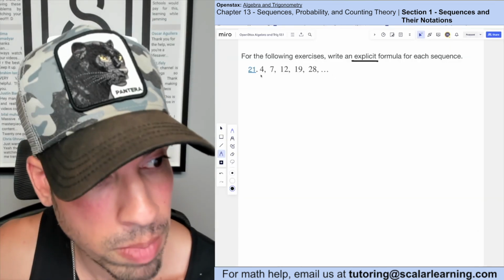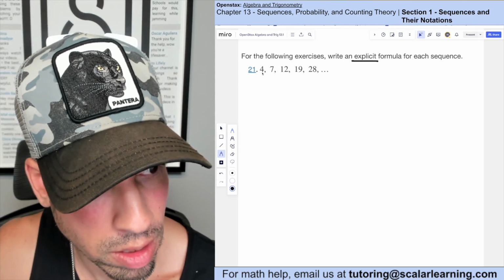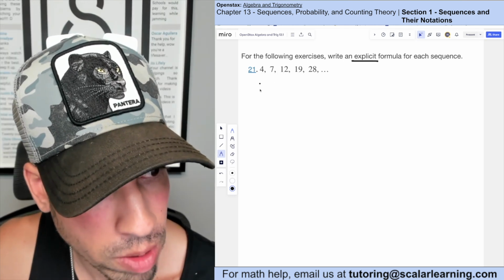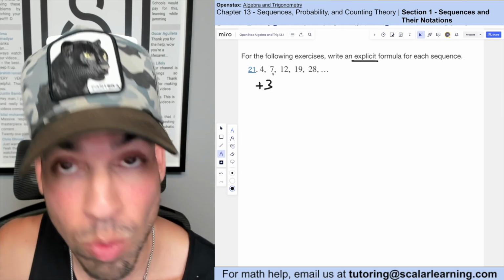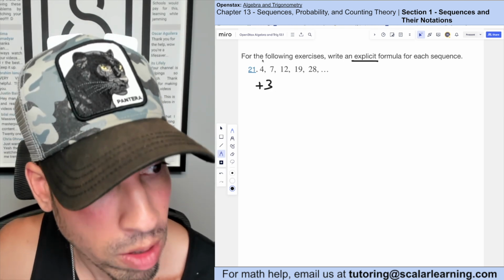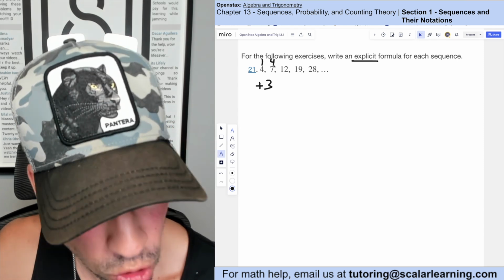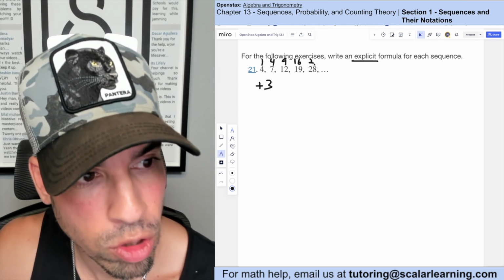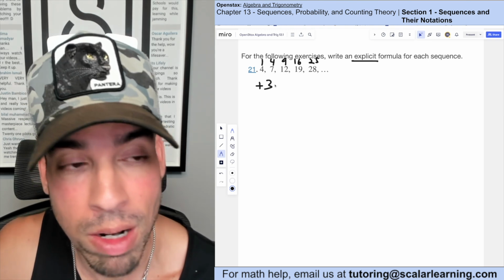So what stands out to me in this sequence is each progressive number is 3 more than a perfect square in increasing order, right? So if we have our perfect squares, think about this. We have 1 squared, which is 1. Then we have 2 squared, which is 4. 3 squared is 9. 4 squared is 16. 5 squared is 25. These are always 3 above, right?